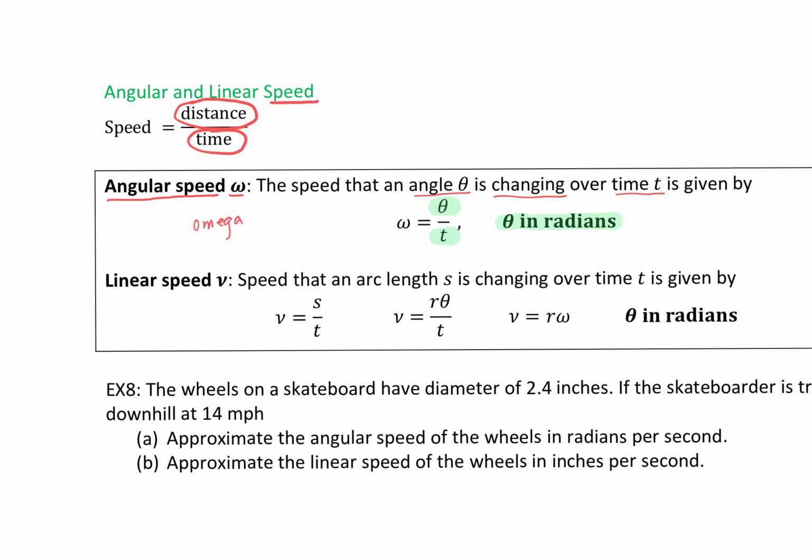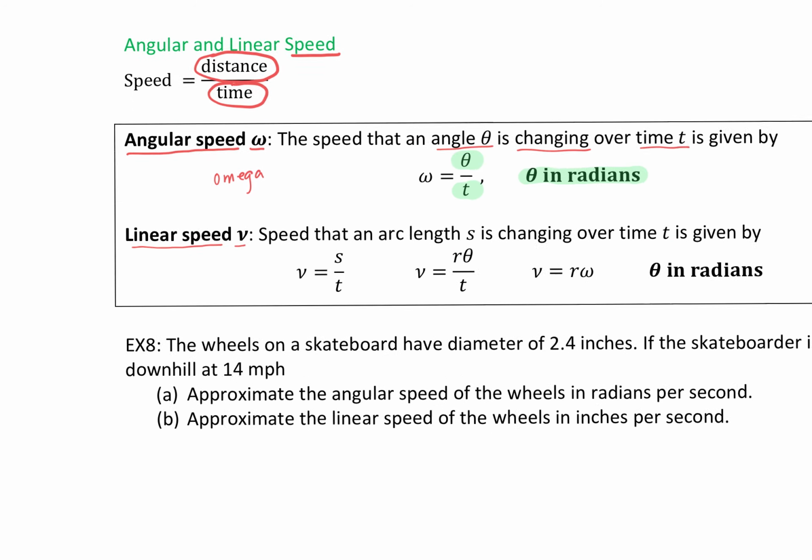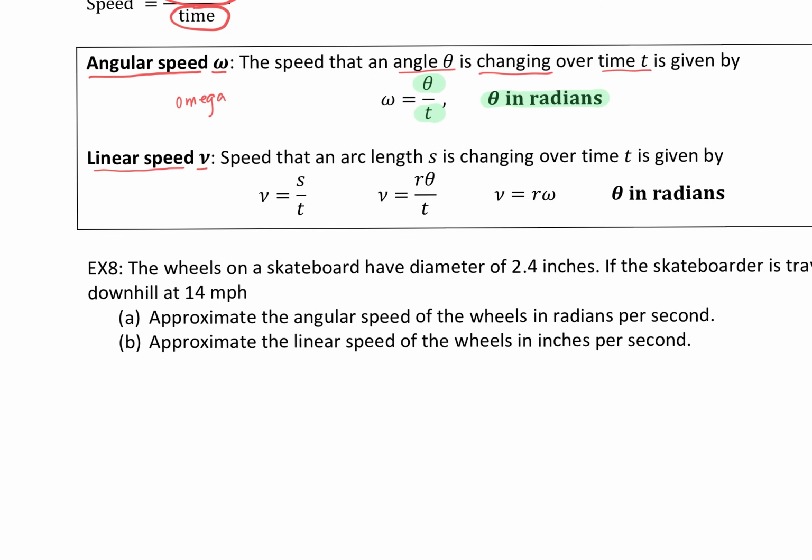When we look at linear speed, and it's that letter v, this is another Greek symbol. This is the Greek symbol nu. It's a lowercase nu. Linear speed is simply the speed that an arc length s is changing over time. So since it's arc length over time, it makes sense that the formula is s over t.